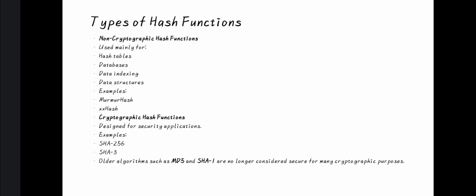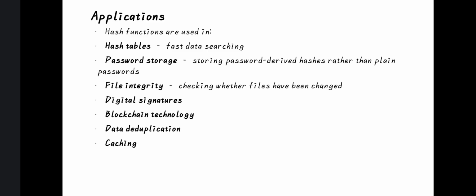Cryptographic functions are usually used for security purposes, such as SHA-256 and SHA-3. Applications: hash functions are used in hash tables, password storage, file integrity, digital signatures, blockchain technology, data deduplication, and caching. Hash tables are used for fast data searching. For password storage, password-derived hashes are stored rather than plain passwords.